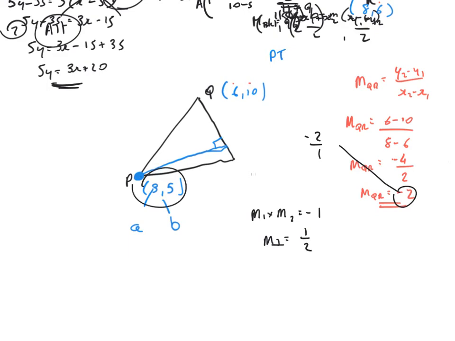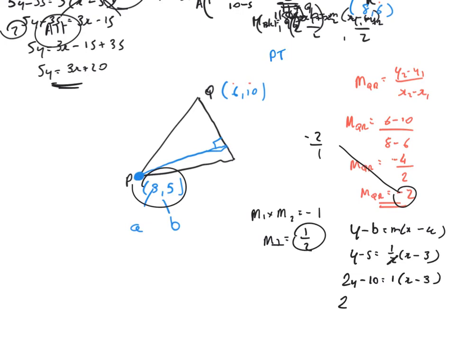I've now got my point, and I've got the gradient, and it's into y minus b equals m bracket x minus a. So that's y minus 5 is equal to 1/2 bracket x minus 3. I'm going to eliminate this fraction by multiplying both sides of the equation by 2. y becomes 2y. Minus 5 becomes minus 10, and the divide by 2 and times 2 cancels out to leave me with 1 bracket x minus 3. 2y minus 10 equals x minus 3. Bring that across, change its sign. 2y is equal to x minus 3 plus 10. And final answer is 2y equals x plus 7.